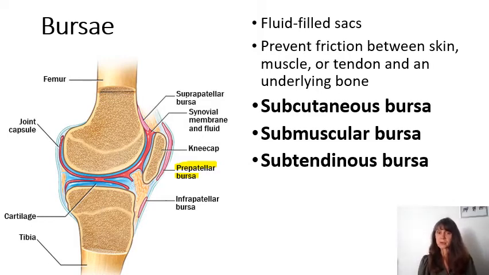A submuscular bursa would be a sac of synovial fluid found just underneath a muscle. The suprapatellar bursa is an example of a submuscular bursa. A subtendinous bursa would be a bursa under a tendon, which is what we see in the case of the infrapatellar bursa. It is under the patellar tendon, which is sometimes referred to as the patellar ligament.